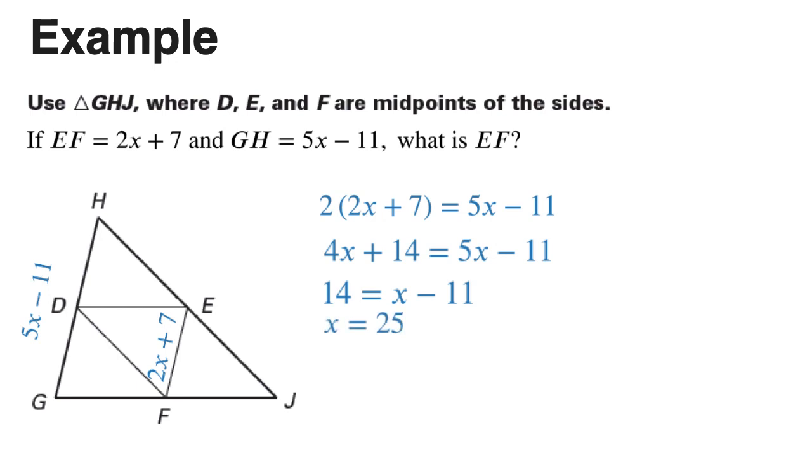Is that what the question asked? The question asked, what is the length of EF? So now I want to take that expression, 2x plus 7, and substitute 25 in place of x. I'm going to use order of operations and multiply before I add. 50 plus 7 is 57.